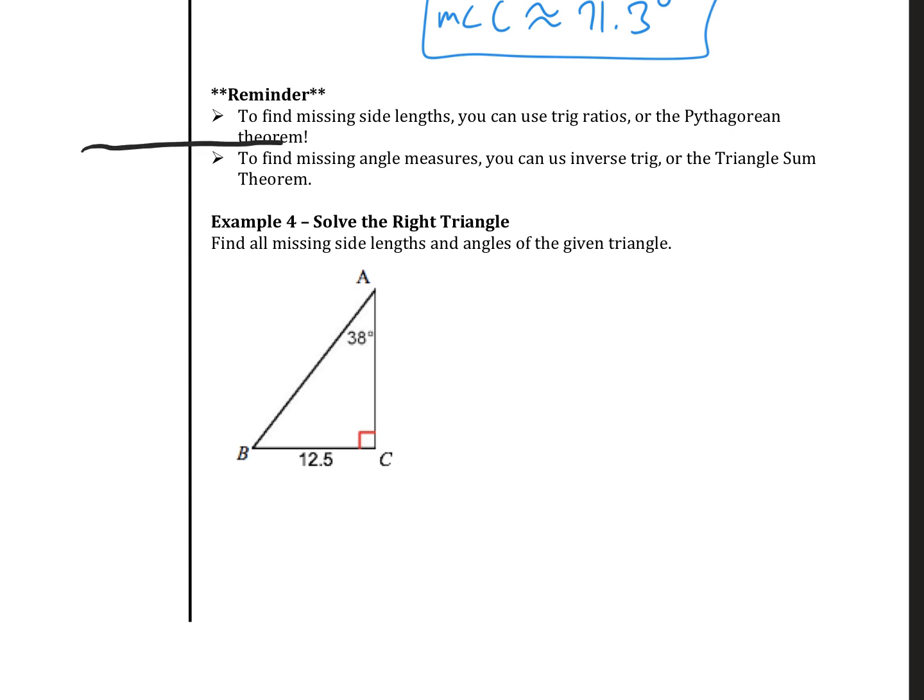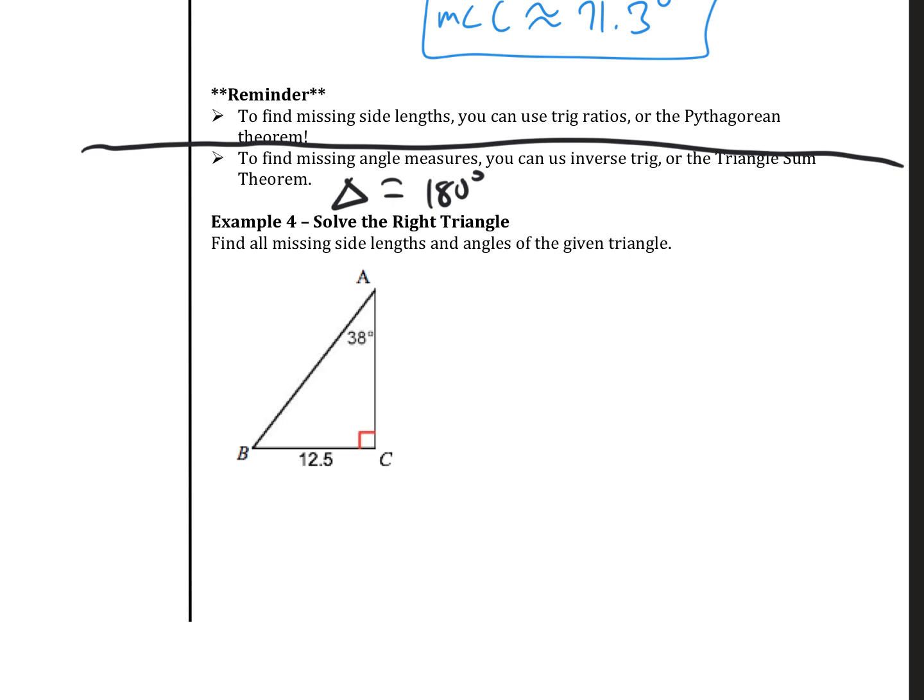So for the top here, I want to split these. If you're looking for side lengths, you're going to use trig ratios, sine, cosine, tangent, or the Pythagorean theorem. And then if you're looking for angles, you're going to use inverse trig, or you're going to do the triangle sum theorem, right? How many degrees does a triangle add up to? A triangle equals 180 degrees, right? So you could also do that, okay? So, yeah, let's go ahead and do this here.